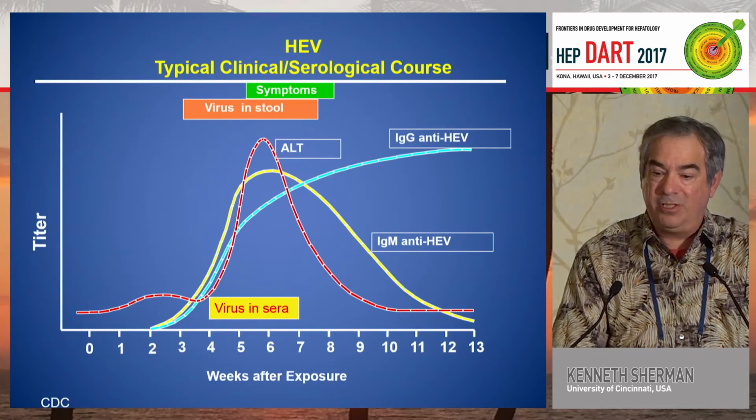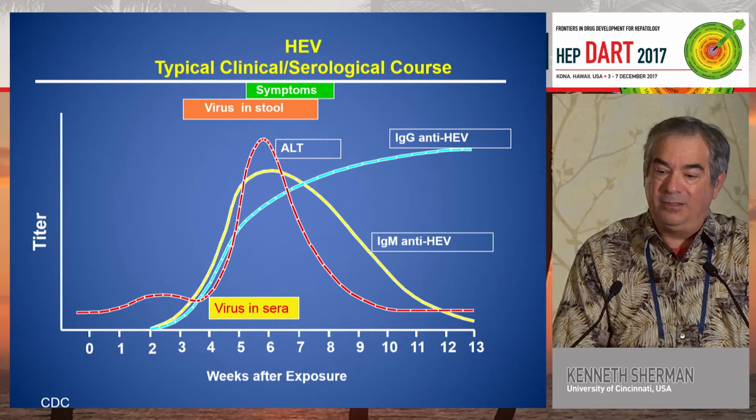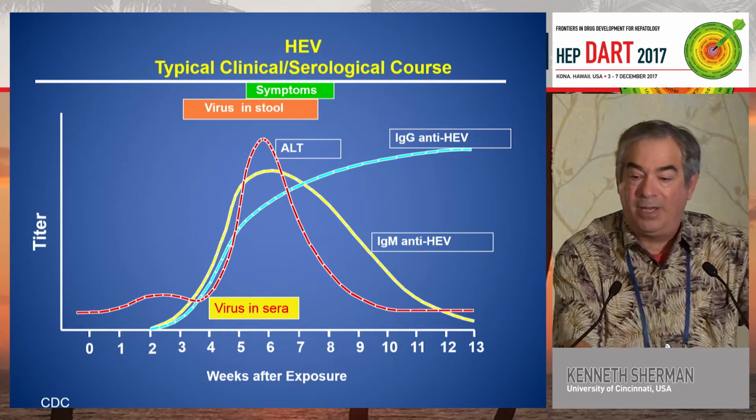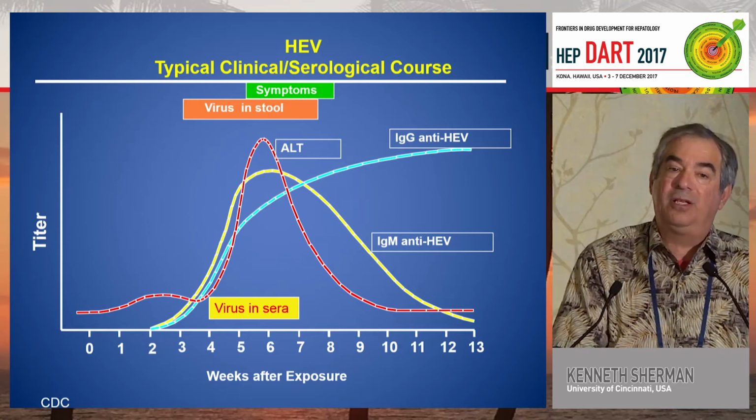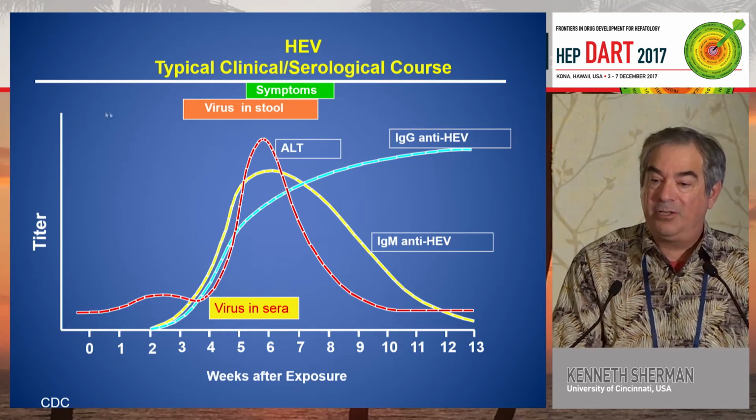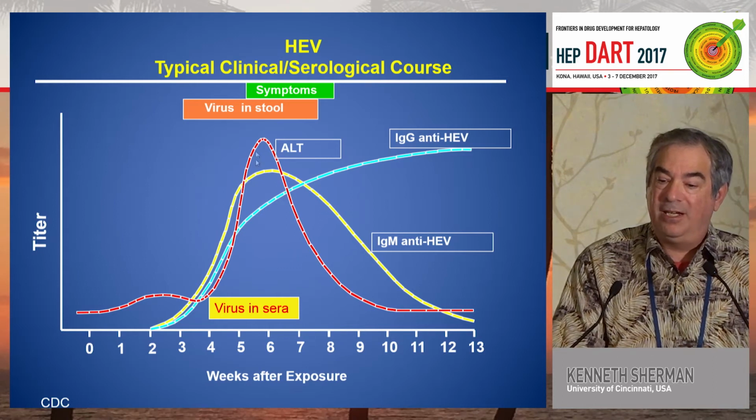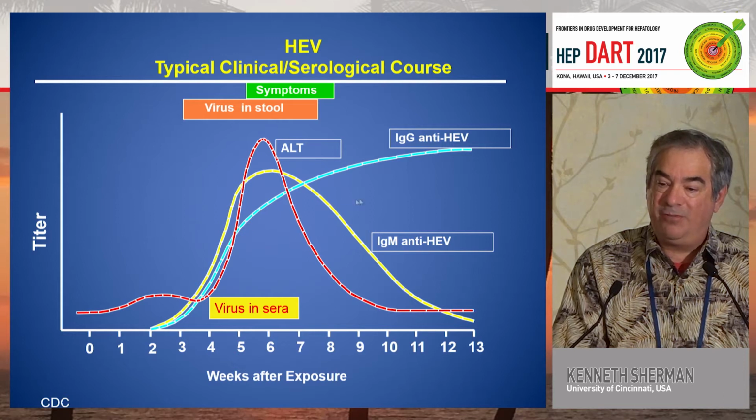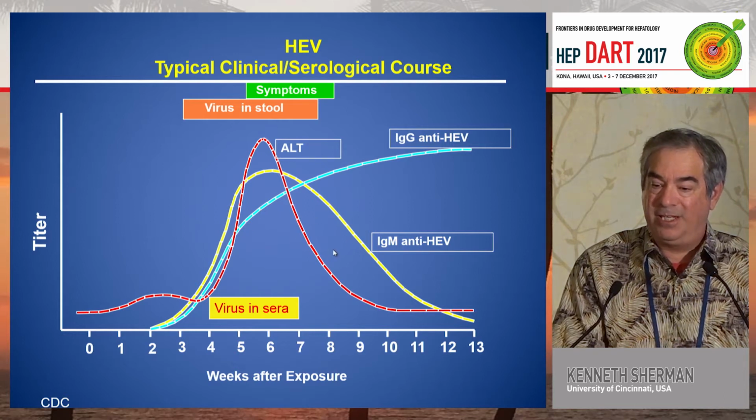The typical course is shown here. We begin to see evidence of virus in sera within about 4 weeks, but shedding in stool starts before that. We see peak ALTs at the midpoint of the virus in the serum, with symptoms appearing late, in fact, as the ALT is beginning to drop. IgM comes up first, followed by IgG, as you would expect.